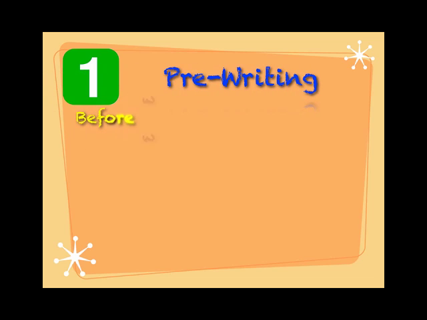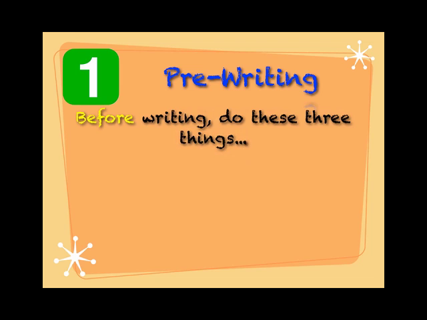Okay, step number 1, pre-writing. Before writing, you do these 3 things. Choose a topic or thesis to write about. Unfortunately, on the exams, you are not allowed to choose a topic. You have one selected for you. But when you can choose a topic, think about something that you do know a little bit about so that you have some ideas to work with.